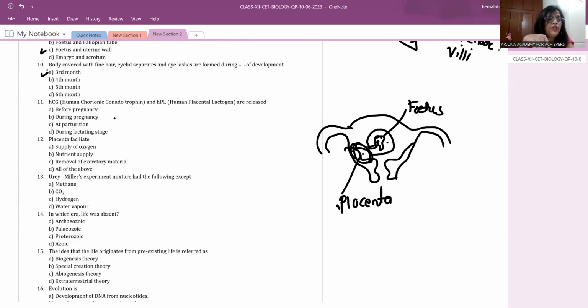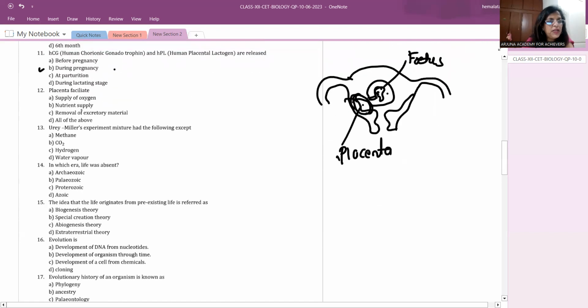Eleventh question: HCG, human chorionic gonadotropin, and HPL, human placental lactogen, are released during what time? During the pregnancy period, because they are formed by the placenta. They are placental hormones. There is proper logic behind this. HCG is produced during pregnancy only. When the mother is having the baby, her placenta will produce HPL and HCG. That's during pregnancy only. Option B is right.